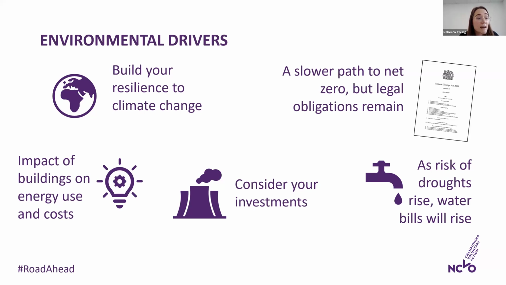And as risk of droughts rises, water bills will also rise too. The National Infrastructure Commission says that there's a 1 in 4 chance of severe drought by 2050. This changes how we manage our water, and that comes with an increased cost. Water companies have submitted plans to the regulator to raise bills by an average of 35% between now and 2030, and a final decision will be made later this year.